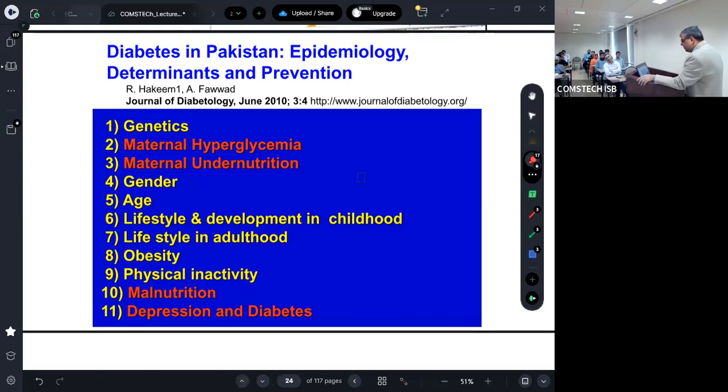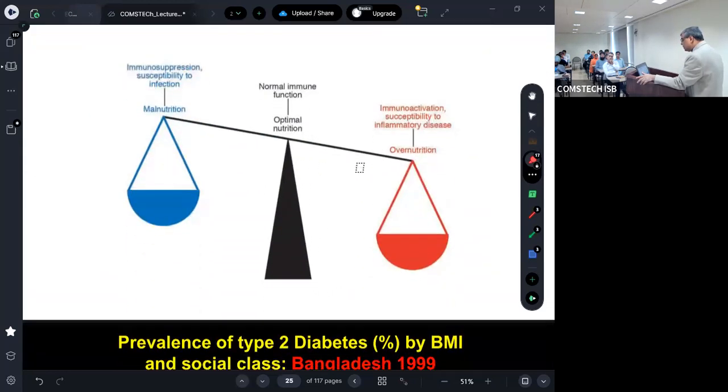Gender, age, lifestyle and development in childhood, lifestyle in adulthood, obesity, physical inactivity, malnutrition, and depression are also causing factors. It depends on the country. These are some factors, not all. Many other factors exist. Smoking is a factor. Environment is a factor.